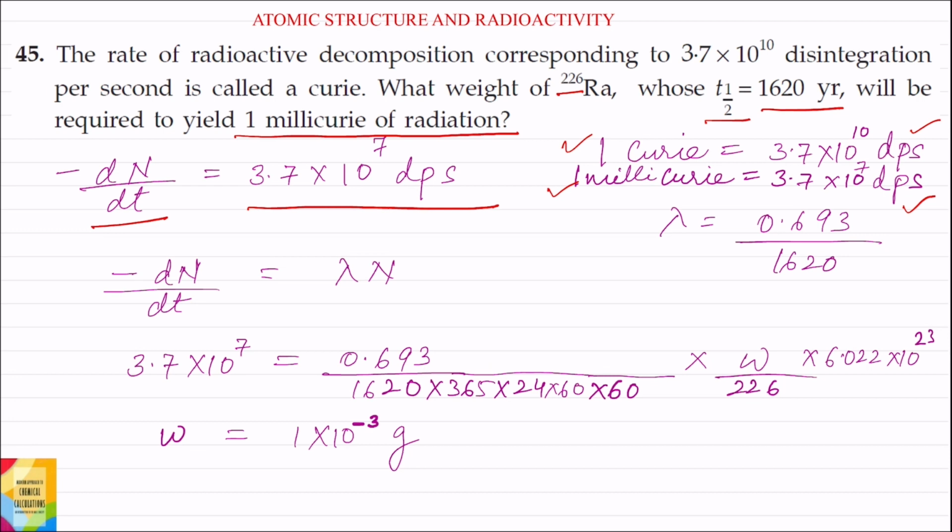We have to find out the weight of radium which is required to yield 1 millicurie of radiation, or the weight of radium that gives 3.7 × 10^7 disintegrations per second. For that, we will apply the formula minus dN by dt is equal to lambda N. Now dN by dt is given, that is 3.7 × 10^7. The value of lambda will be 0.693 by T half, that is 1620 years.